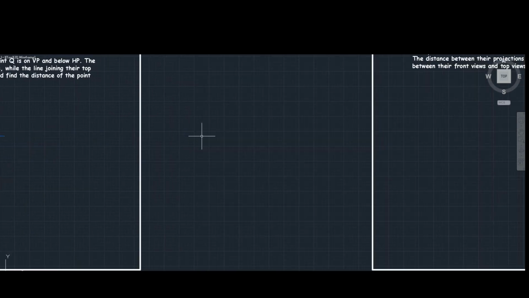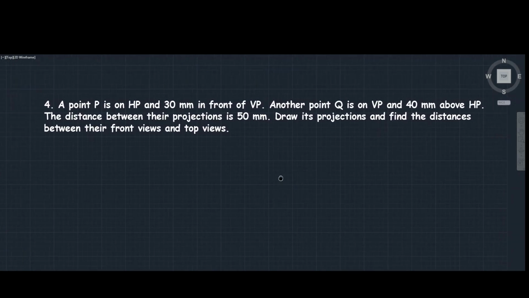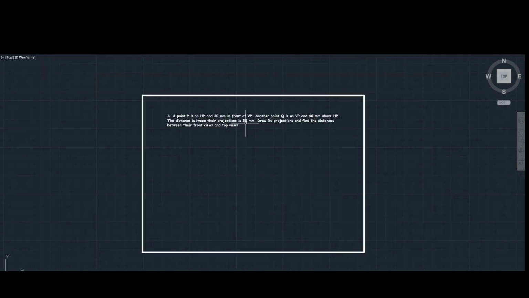Then there's another similar problem here, that is problem number 4, which is similar to the previous problem. Here the new thing is the distance between their projections is 50 mm. Again, there are 2 points P and Q. Slightly different problem, similar to the problem number 3. So I'll tell you about this. The distance between their projections is 50 mm.